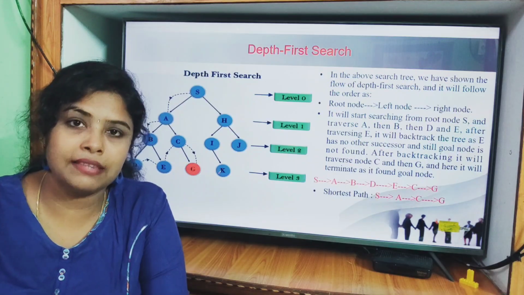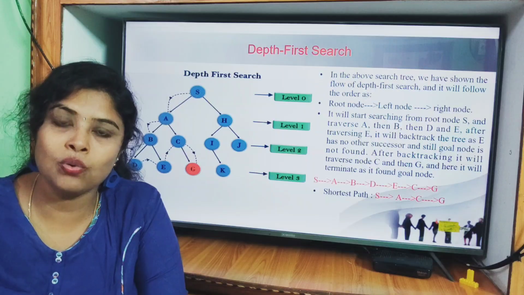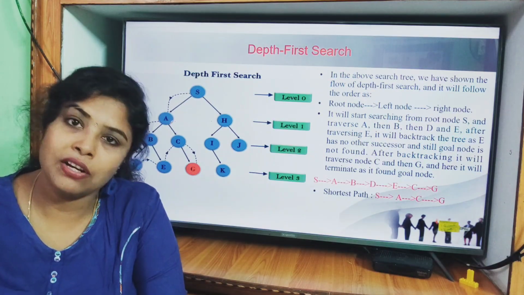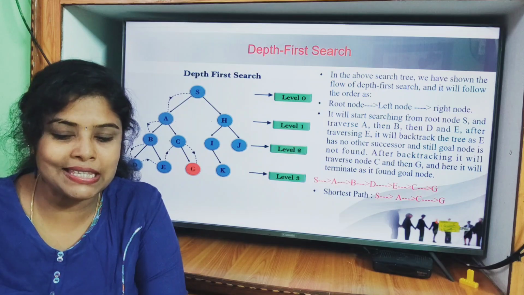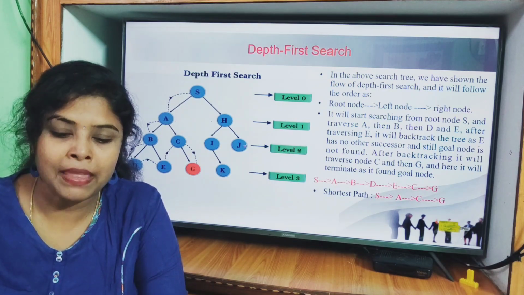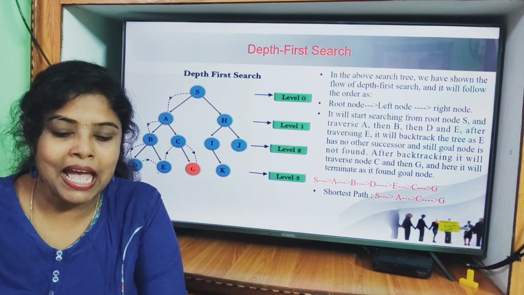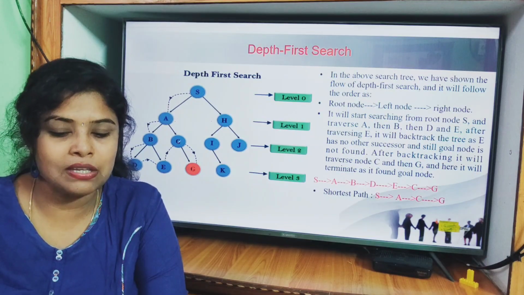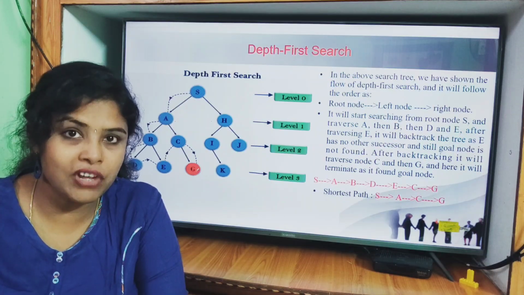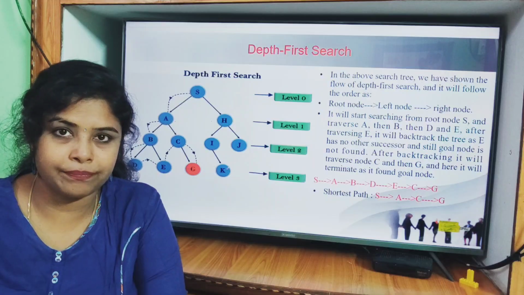Let us consider this graph given here. We have S and it has two successors A and H, and A has two successors B and C. H has two successors I and J. B has two successors D and E, and C has one successor which is G, and that is our goal node, and I has one successor which is K.